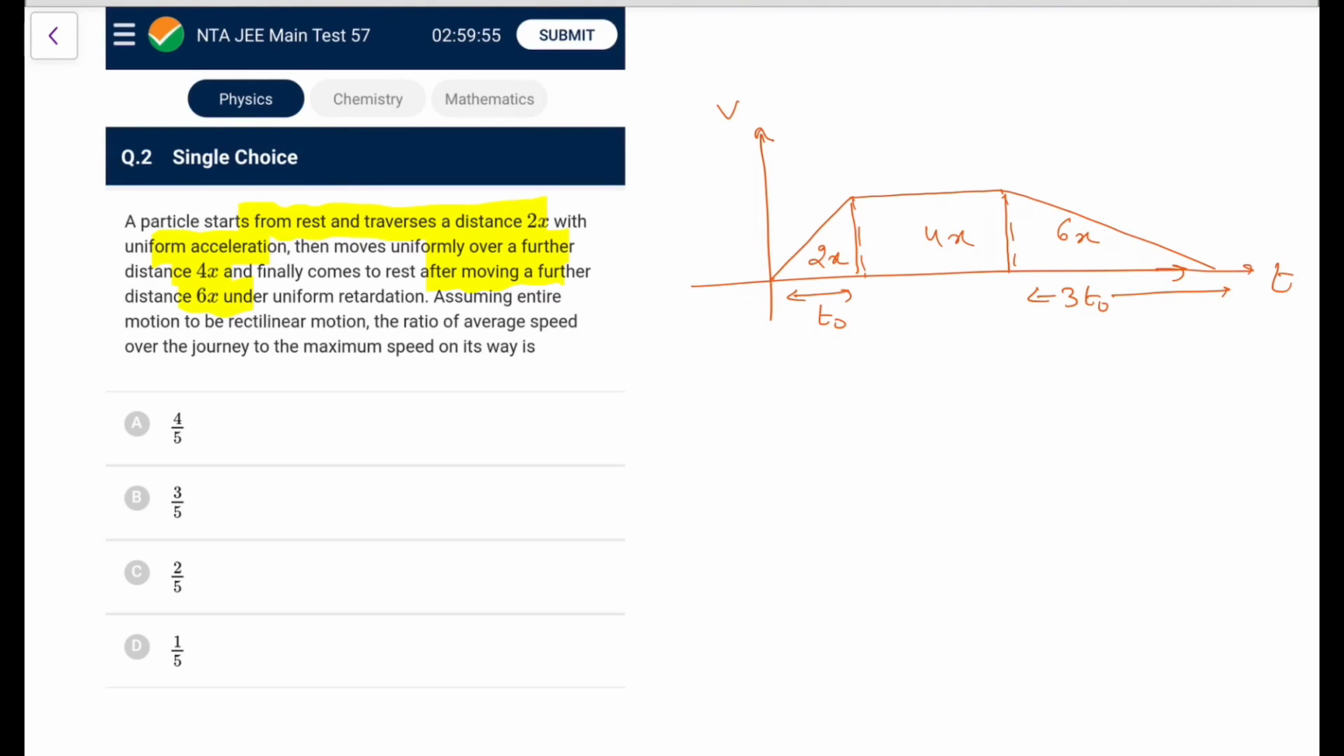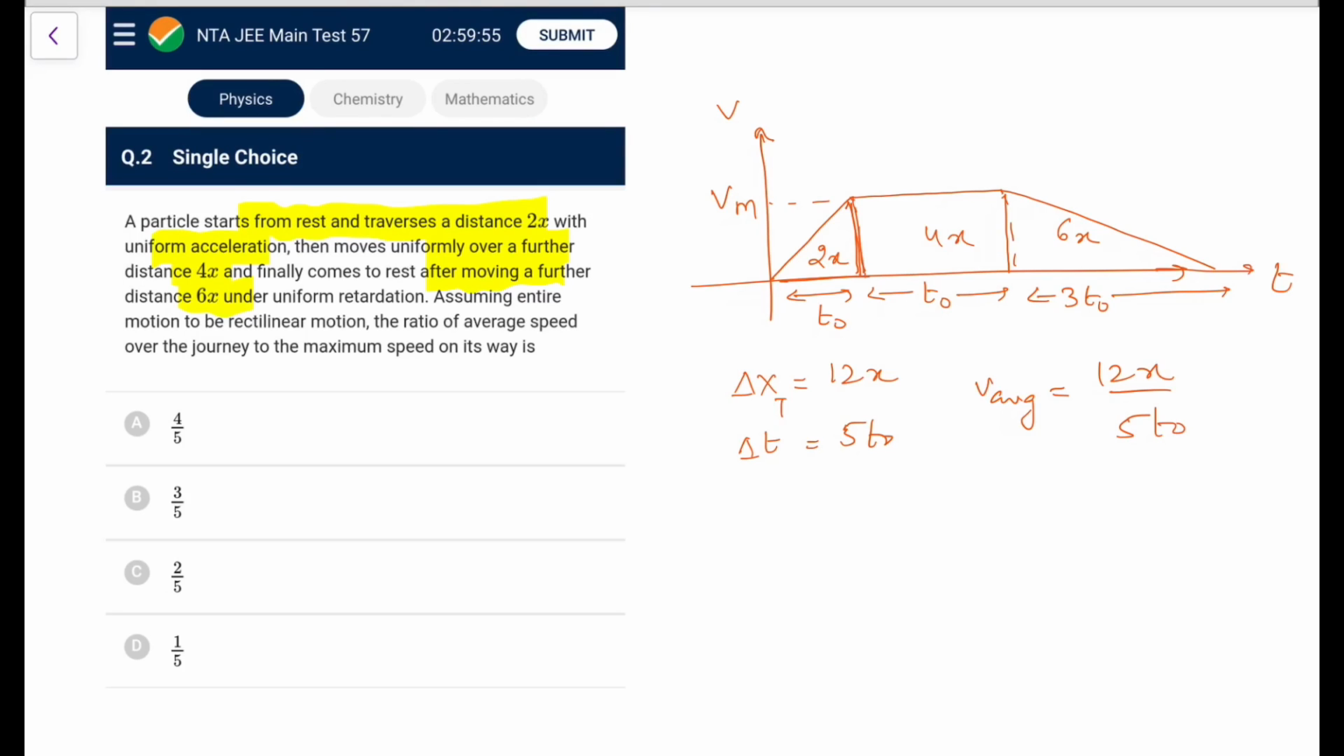And logically, what I can say, in this t naught time, this half into this is equal to 2x, so definitely this will also be 2 t naught because it is double the area, so that becomes 4x. And let's say what I have this as Vmax. So going by this analogy, what is the total displacement? The total displacement that we have is 6x plus 4x plus 2x, that is 12x total displacement, and total time we have is 5t naught. So the average speed that we can find out is 12x by 5t naught.